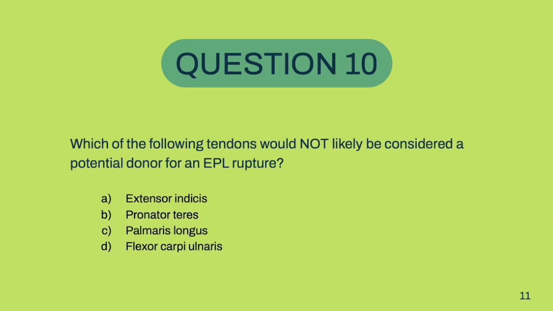Question 10. Which of the following tendons would not likely be considered a potential donor for an EPL rupture? A. Extensor indicis, B. Pronator teres, C. Palmaris longus, D. Flexor carpi ulnaris.